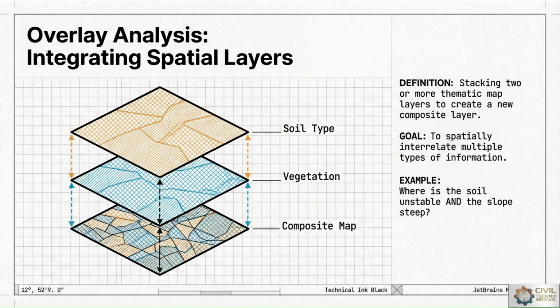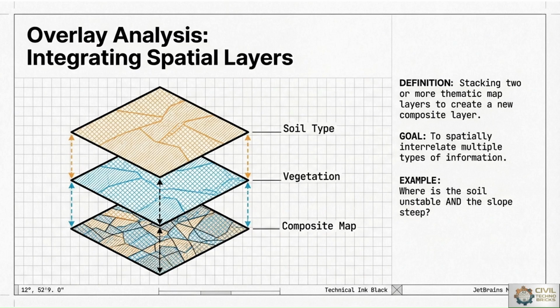Now, with reference to the spatial data, overlay analysis integrates spatial layers. So we have to consider n number of layers integratedly. The definition of overlay analysis is based on the layers which are considered for our analysis purpose, just like soil type, vegetation, composite map, and many more. So the stacking of two or more thematic map layers to create a new composite layer is called an overlay. The objective behind that overlay analysis is to spatially interrelate.